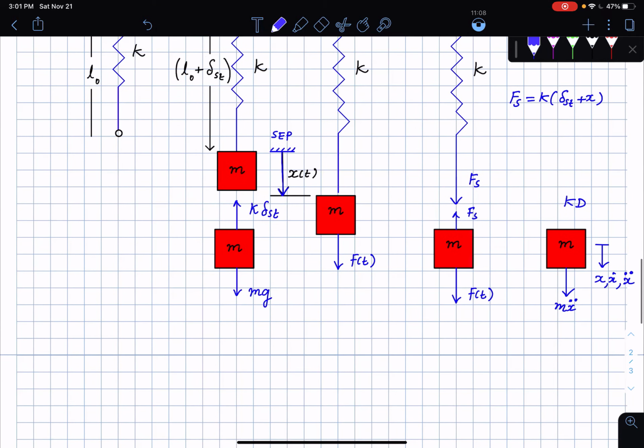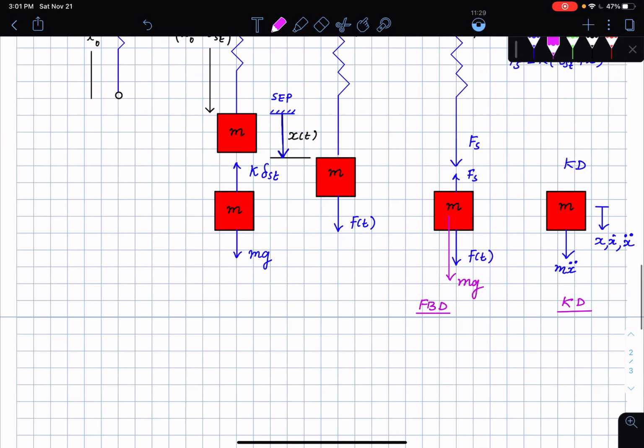And one more thing that I'm forgetting here before I forget it, there is also the weight of the block which is acting vertically down. Okay, so this is going to be mg. Okay, so this is the free body diagram of the mass, and this is the kinetic diagram of the mass. And as you know, we will just sum forces up in the vertical direction on the free body and the kinetic diagram to get the equation of motion.